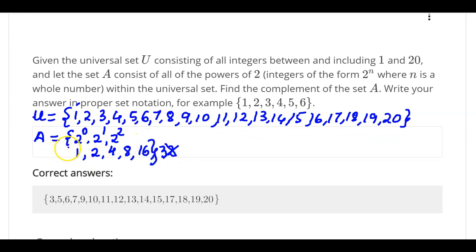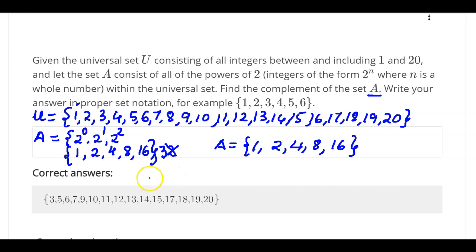Do you see that? So my set A is all the powers of 2. When I rewrite it here, remember why I only stopped at 16? Because if I take the number 32, it's going to cross the highest number in my universal set. So 1, remember anything to the power 0 is 1, 2, 4, 8, 16, and that's where I stop. And what are they asking me to find? Find the complement of set A.